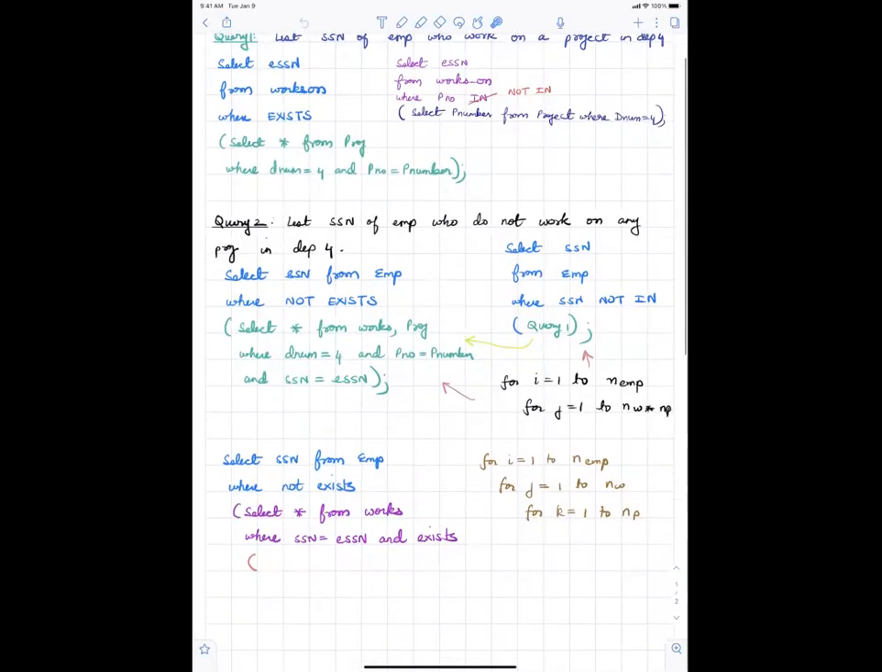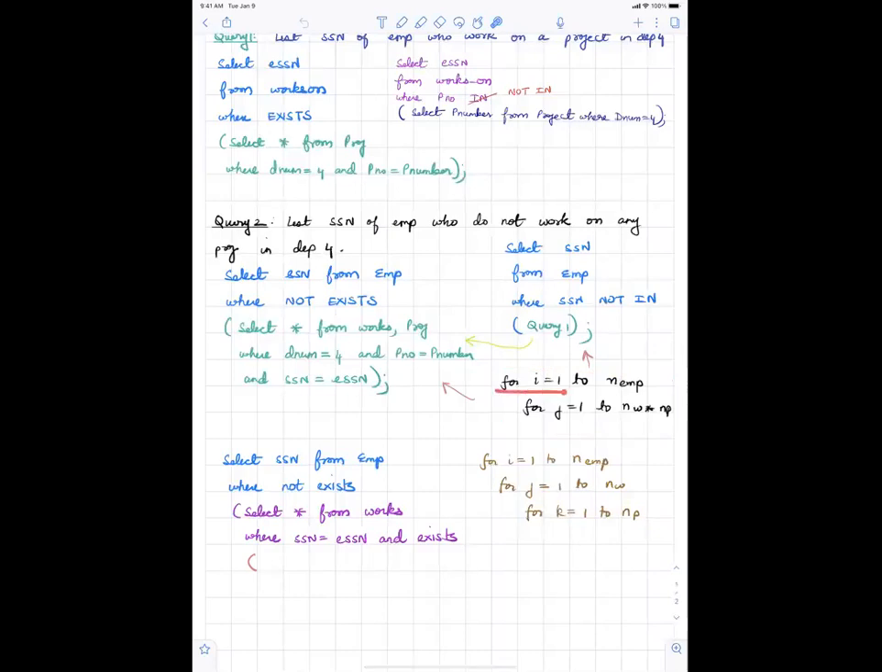So I showed you how to do it with in in the last class. This is the easiest way. So select SSN from employee where not exists, and then I'm writing query one out here. I've done this query exactly like the way we did the in query. I also wanted to show you, from the programming viewpoint, that this query is written as a nested loop with two nestings.